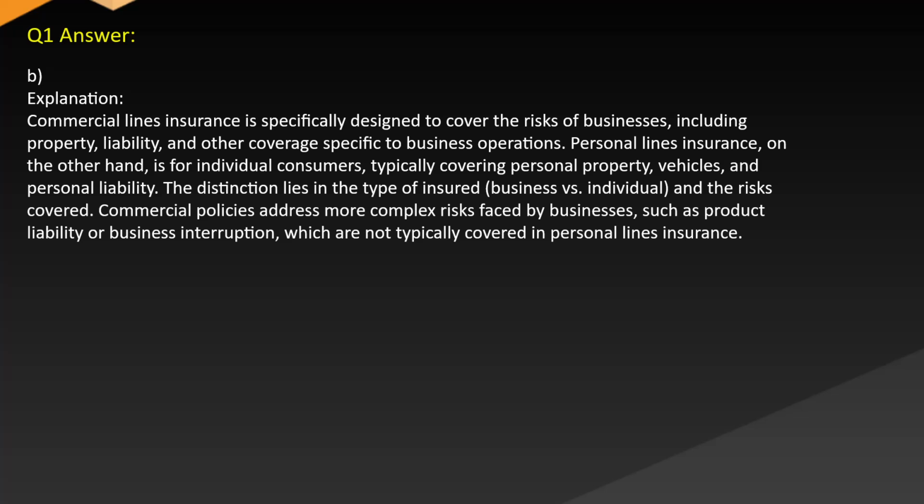coverage specific to business operations. Personal lines insurance, on the other hand, is for individual consumers, typically covering personal property, vehicles, and personal liability. The distinction lies in the type of insured, business versus individual, and the risks covered. Commercial policies address more complex risks faced by businesses, such as product liability or business interruption, which are not typically covered in personal lines insurance.